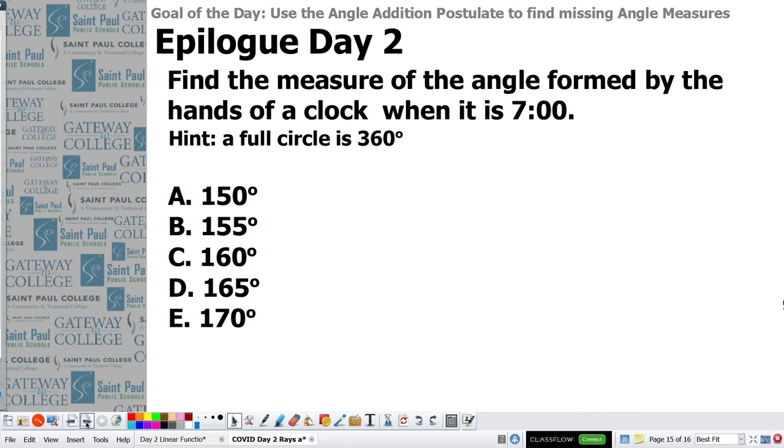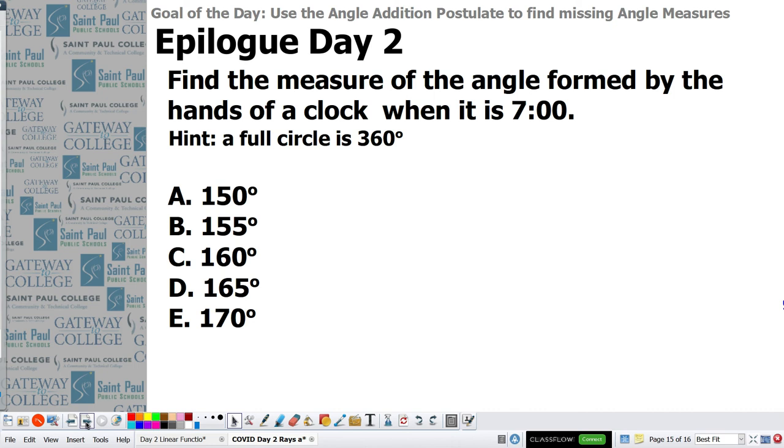All right, epilogue day 2. Find the measure of the angle formed by the hands of a clock when it is 7 o'clock. Like a little hint there, a full circle is 360 degrees. So take a second, pause the video, see if you can figure out this answer, then hit play and check your work.